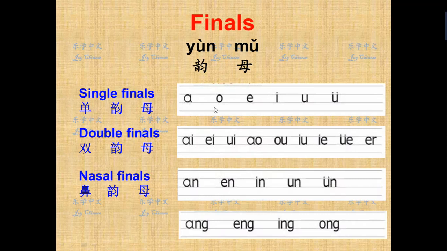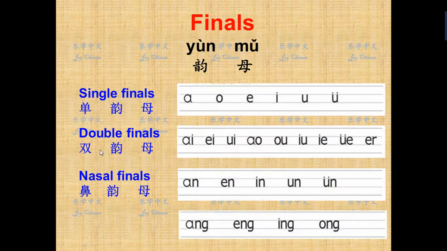It includes 6 alphabets. 5 of them are the same as in English. They are vowels. And the last one has 2 dots on the top of the U. So let me pronounce these for you. A, O, I, U, Ü.